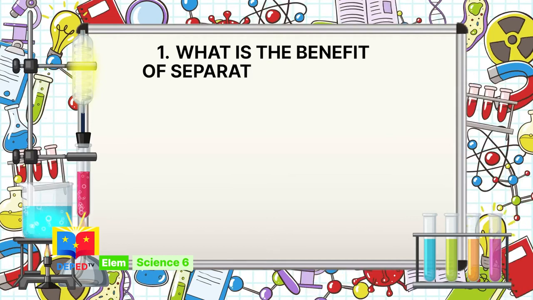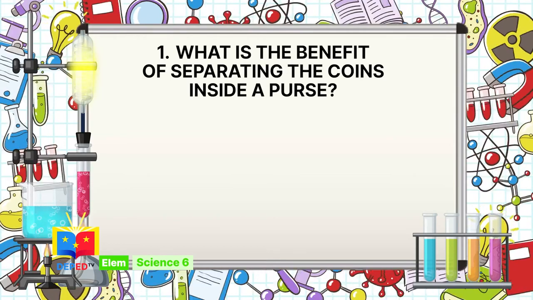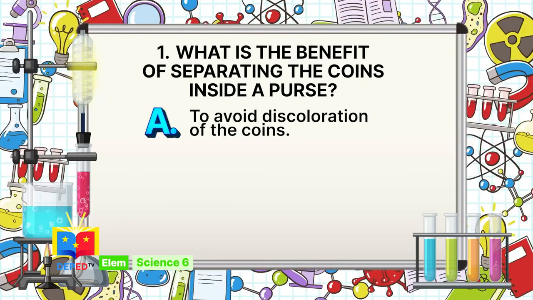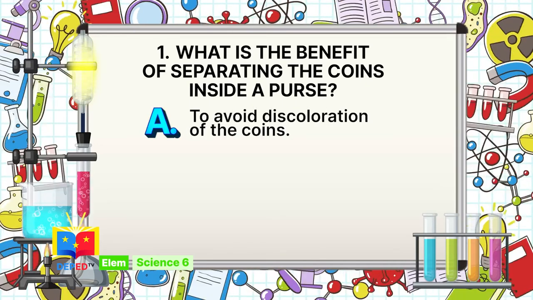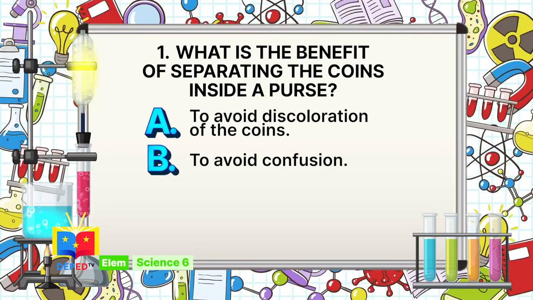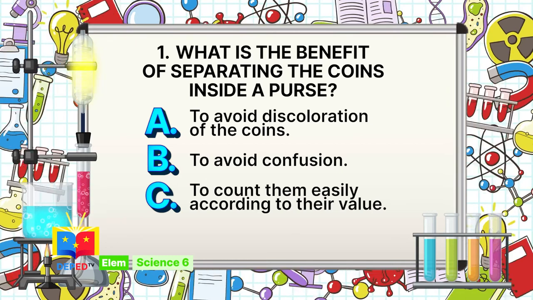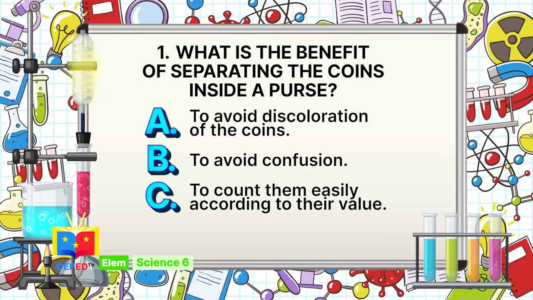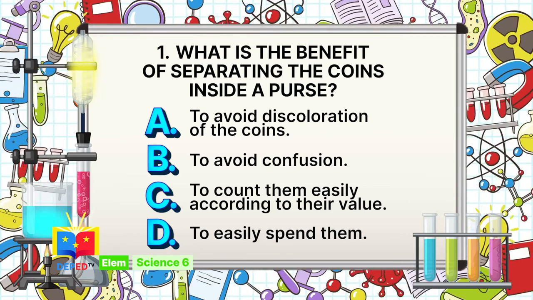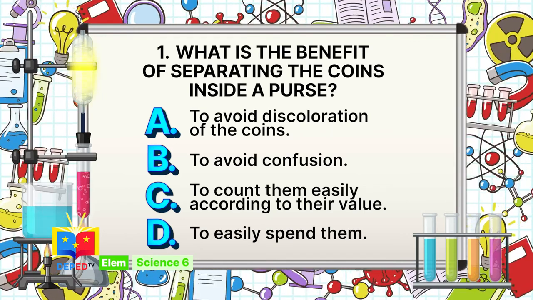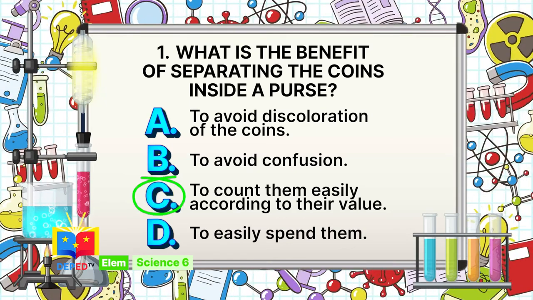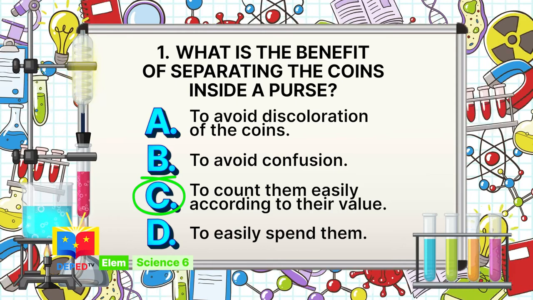Number 1. What is the benefit of separating the coins inside a purse? Letter A. To avoid discoloration of the coins. Letter B. To avoid confusion. Letter C. To count them easily according to their value. Letter D. To easily spend them. The correct answer is letter C. To count them easily according to their value.